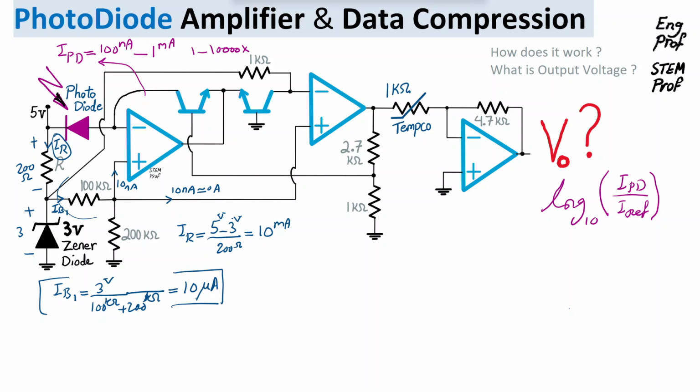Well, we have effectively 100K and 200K in series. They work as a voltage divider. So 3 volt comes in, and of course, naturally 2 volt will appear across the 200K resistor. That 2 volt will actually work as the bias voltage at the positive terminal of the two op amps, op amp 1 and op amp 2.